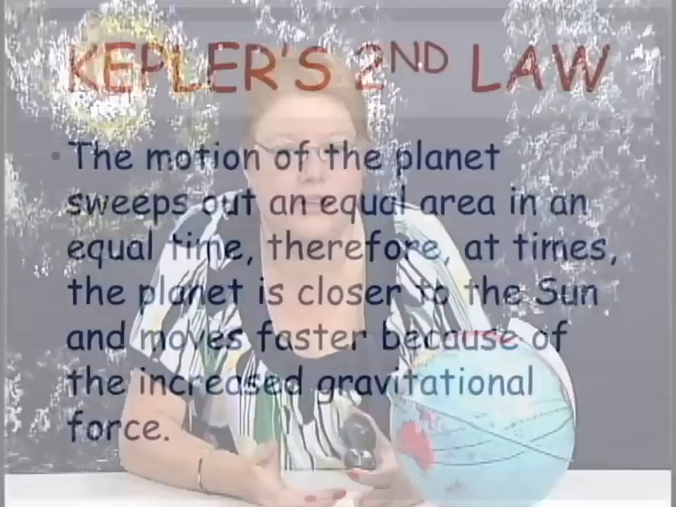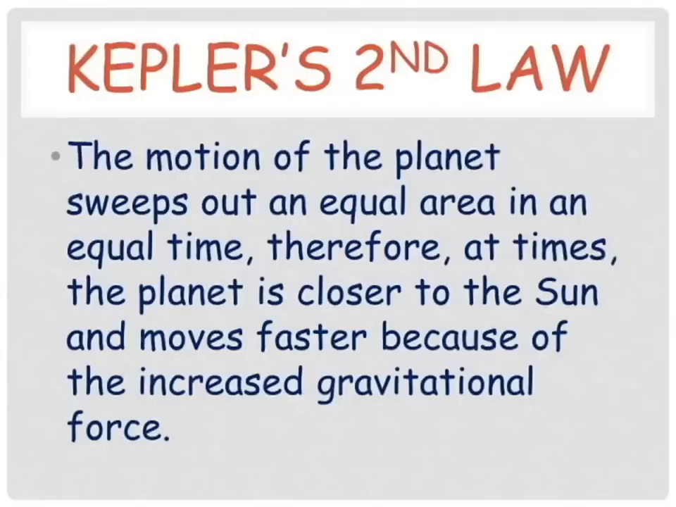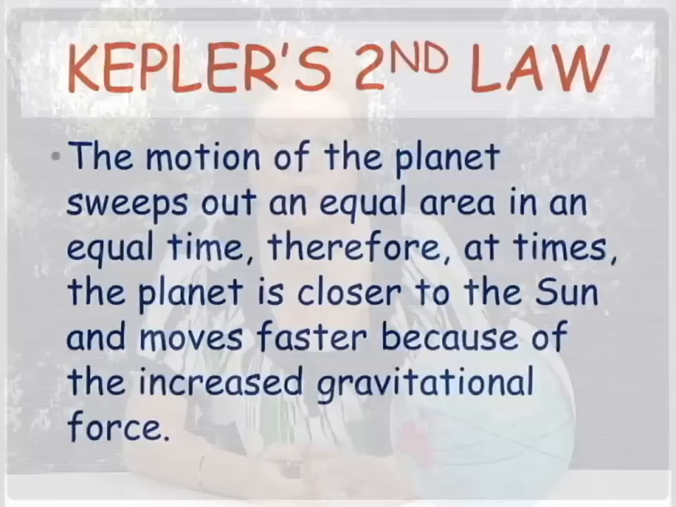So what Kepler's second law says is that the motion of the planets sweeps out an equal area in an equal time. And so, at times, the planet is closer to the sun and moves faster because of that increased gravitational attraction. Well, guys, that's what I was just talking about here. At perihelion, whichever planet we're talking about is going to be moving faster because it's closer to the sun, as opposed to aphelion, in which case it's moving slower.